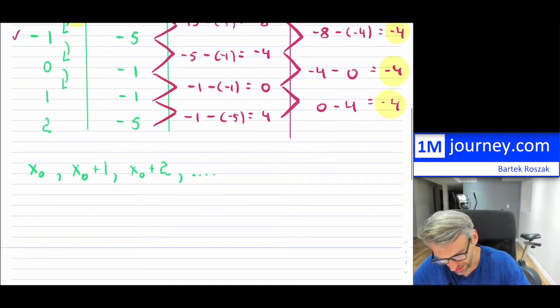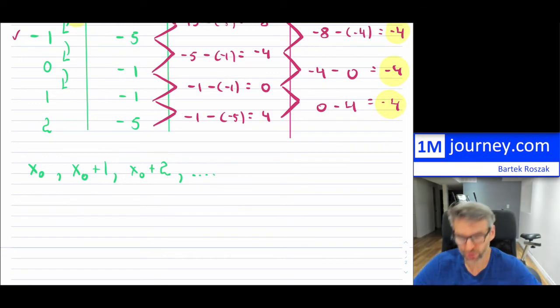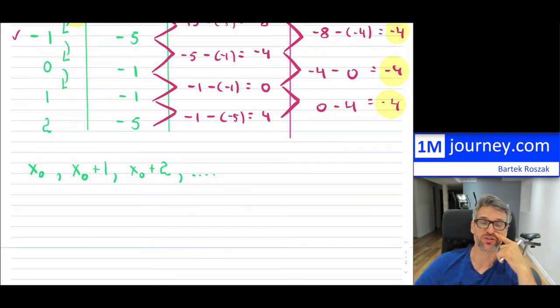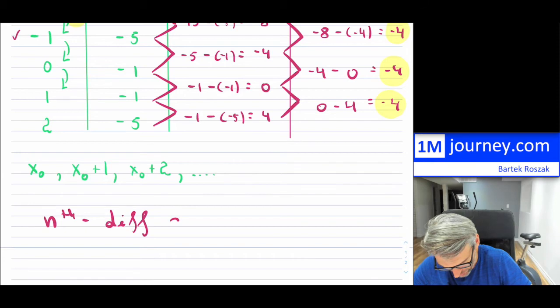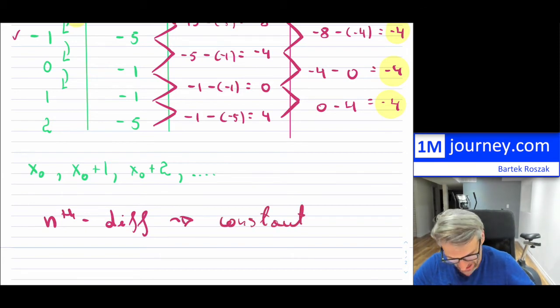So it turns out you can do this for any polynomial that you like. You can take a third order, fourth order, of course, it's going to get more complicated and the table of values is just going to get bigger and bigger. But you're going to find that the nth difference of a polynomial is going to be constant. It's going to be the same.